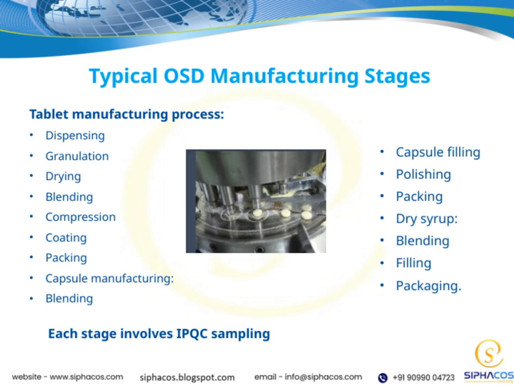For capsule manufacturing, the key step after blending is filling the capsules with the prepared powder or granules, ensuring each capsule contains the correct dosage. Throughout all these stages, IPQC sampling plays a vital role in monitoring quality, catching any deviations early, and maintaining high standards across every batch. This systematic approach helps us deliver safe and effective pharmaceutical products to patients.